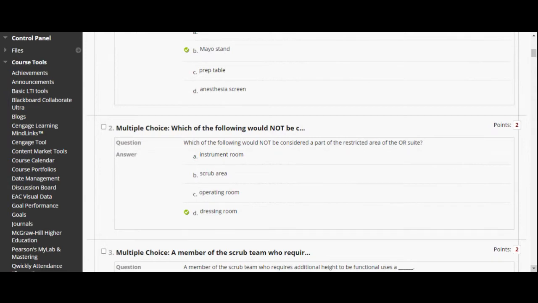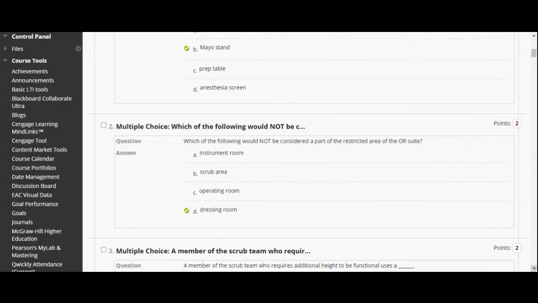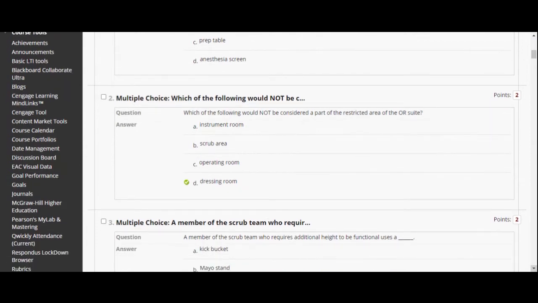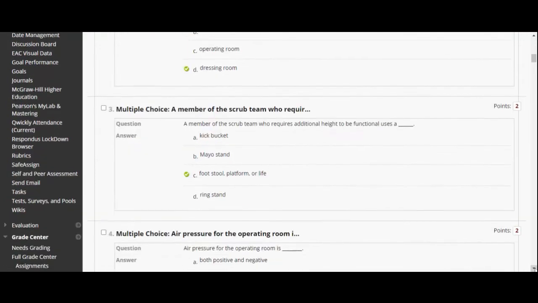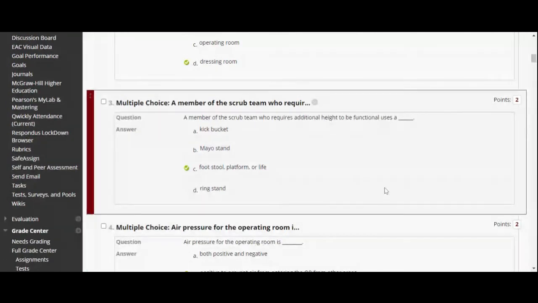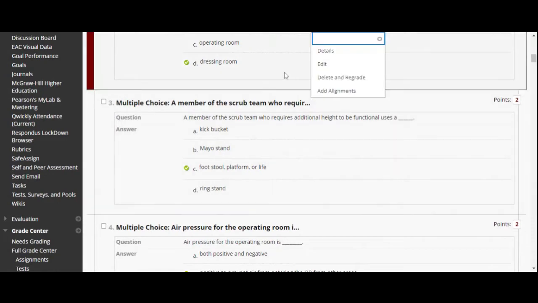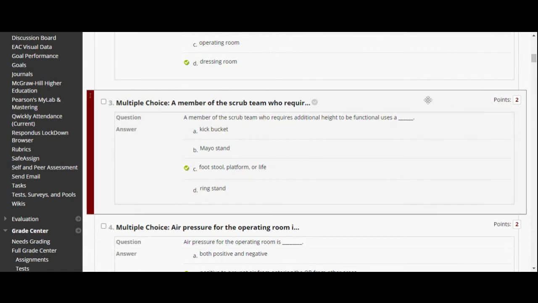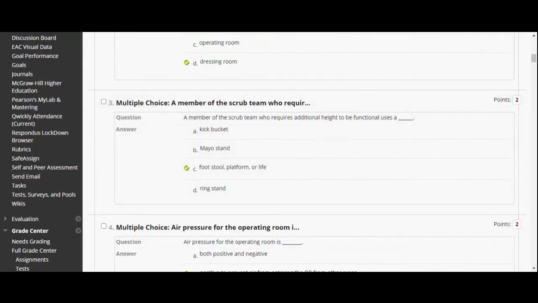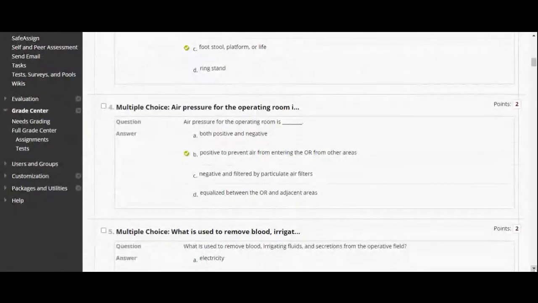Which of the following would not be considered a part of the restricted area of the OR suite? At your dressing room, you can go in your normal shoes, your normal clothes. A member of the scrub team who requires additional height uses a footstool, a platform, or a lift. And we showed you that in the operating room.